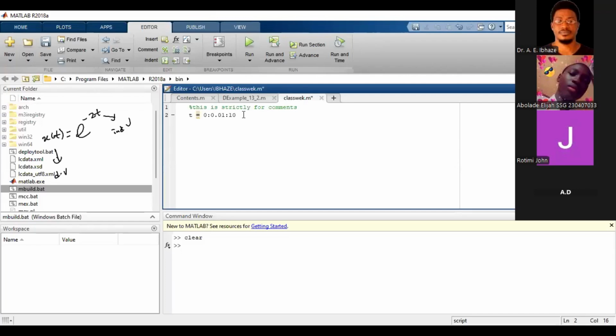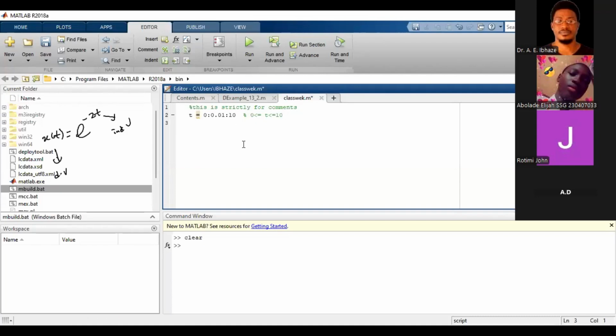So let's say I can put up my comment now. What we're trying to say is that 0 less than or equal to t less than or equal to 10. That's what we are doing here. But the interval will be 0.01. That's what we just did here, right?